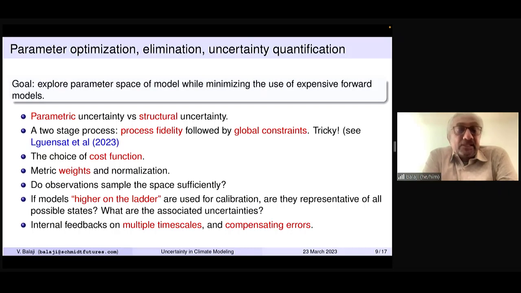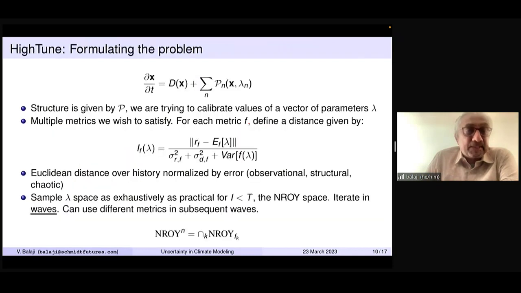And there are feedbacks on multiple timescales that are compensating errors. In some of these new techniques that are coming up for calibration, you can at least diagnose some of these things. It's a useful way to think about this problem. You can do this more now. I think in the machine learning era, you can do this more formally than we were doing in the past. For example, this project I was involved in France is called HiTune, which stands for tuning towards high resolution models. The formalism is not that important.